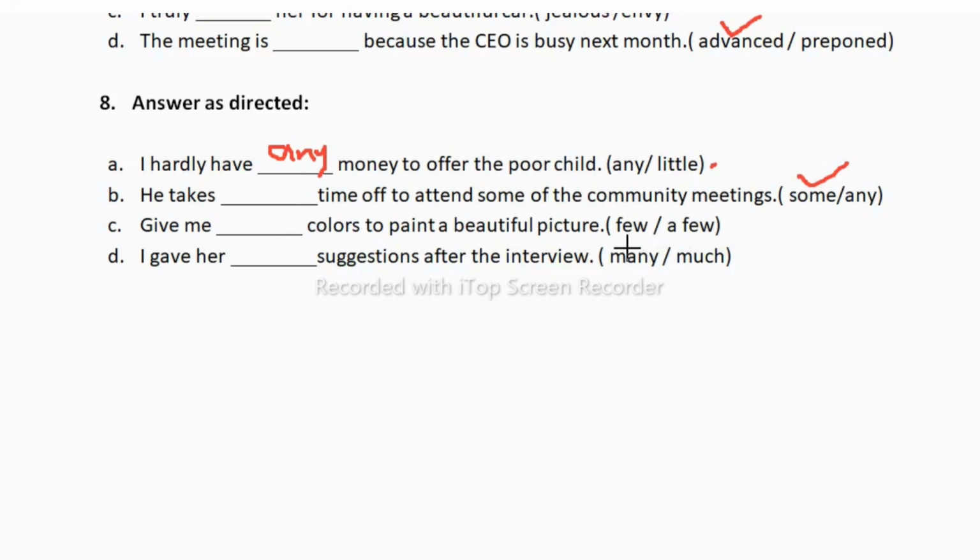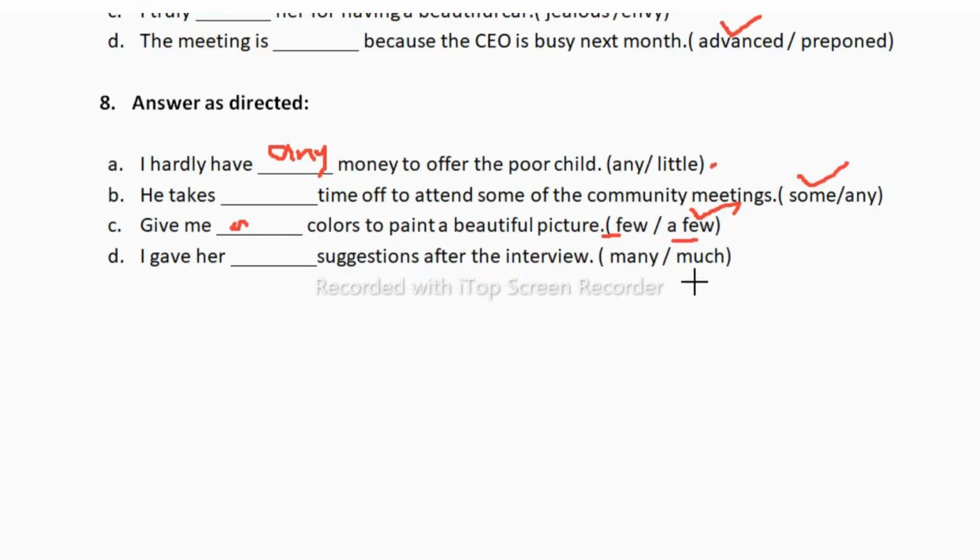So this few shows a negative thing, meaning nothing is there, which does not come under countable. But a few means something is there. So the correct answer will be this one, a few colors. Give me a few colors to paint a beautiful picture.